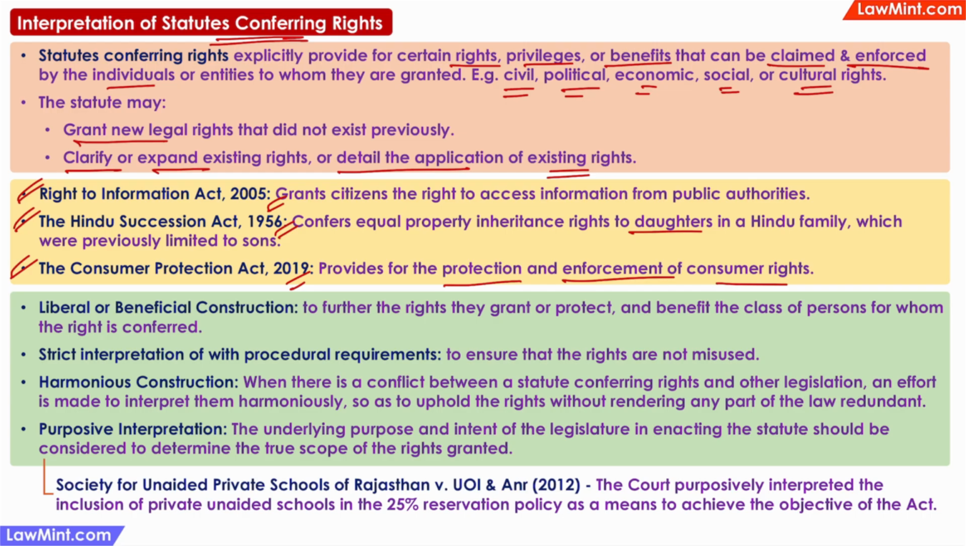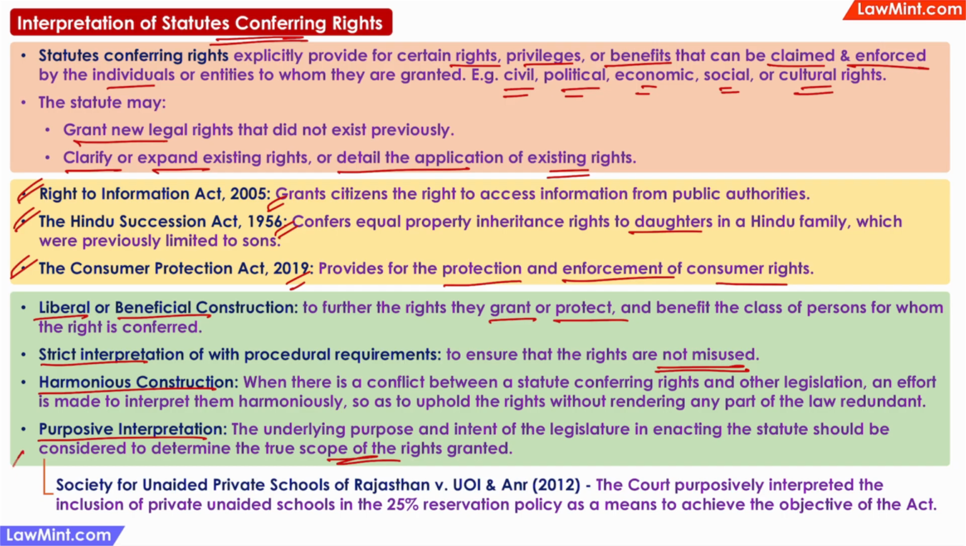Coming to the interpretation of these statutes, the principles of liberal or beneficial interpretation are used to ensure that the primary objective of these statutes, which is to grant or to protect rights, is achieved. Strict interpretation of certain parts of the law is done to ensure that these rights are not misused. Harmonious interpretation is used to ensure that there is no conflict between the statutes conferring the rights and any other statutes. And the purposive interpretation approach is used to ensure that the rights that are granted are within the scope of what the legislature actually intended.